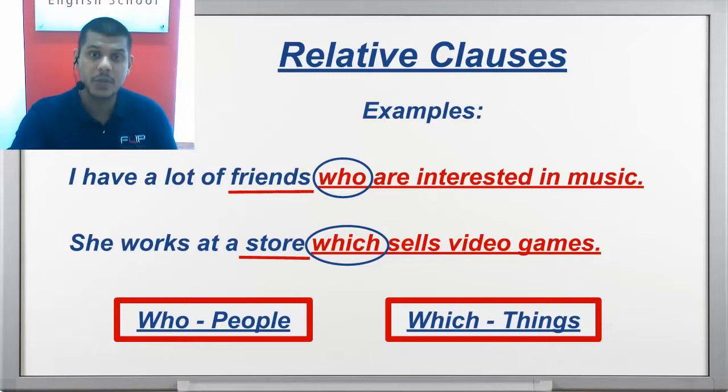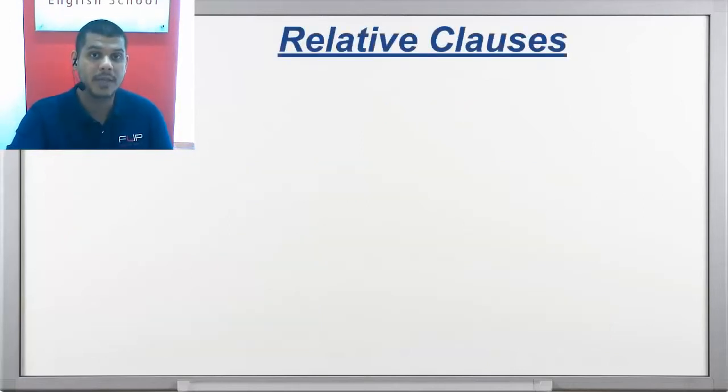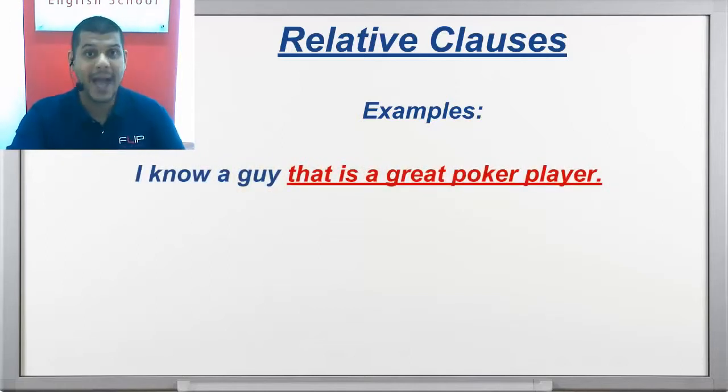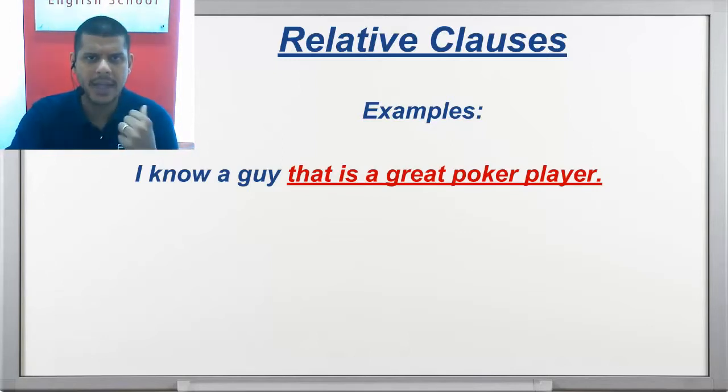Now, I will continue here and I will show you a little difference, right? I'll continue talking about relative clauses, give you some more examples, but now they are a little different. Take a look at the first example I have here, right? I know a guy that is a great poker player. I mean, you saw in the last slides that when I have people, I use who, right? So, for example, I know a guy who is a great poker player.